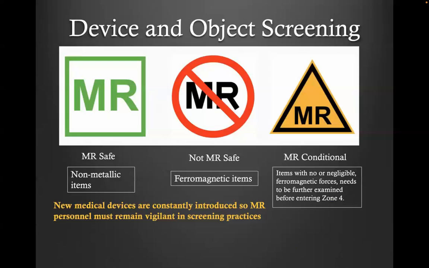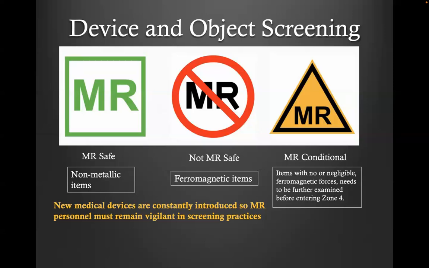And for devices, it's a whole big range for MRI safety. Again, there are 3 categories for implanted devices. They are either MRI safe, because they are totally non-metallic, or they are not MRI safe. If they have ferromagnetic items, then they are just a big no-no. But because of the popularity of MRI, there is a whole big range of MRI conditional devices. These items will have none or negligible ferromagnetic items. They need to be further examined before entering Zone 4.